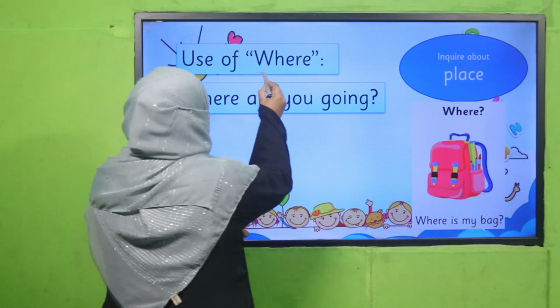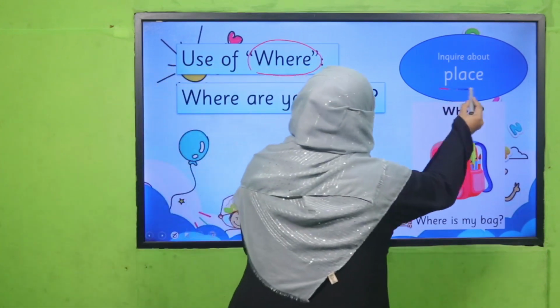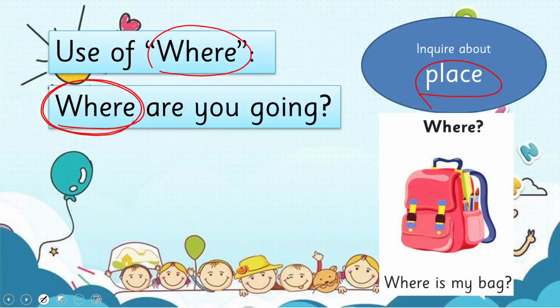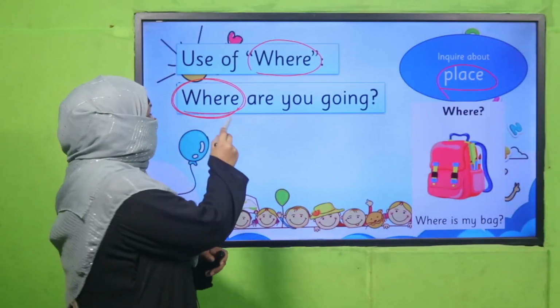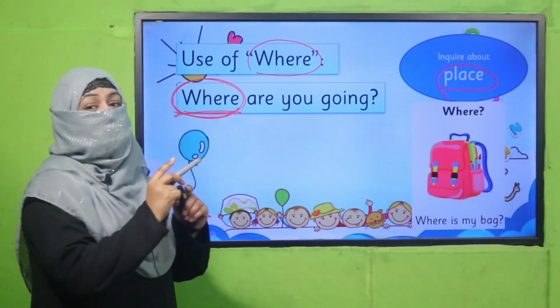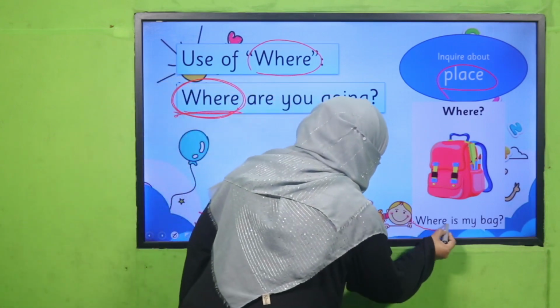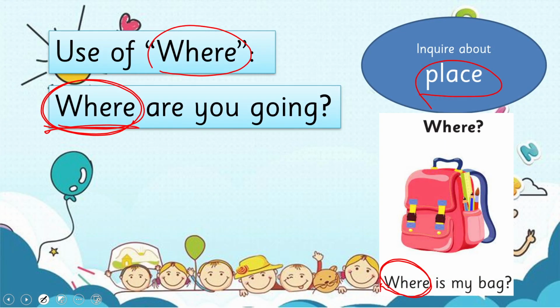And we use where to ask about a place. Where are you going? Means what is the name of the place? I'm going to school, I'm going to park, I'm going to masjid. So where we use when we want to ask about place. Where is my bag? Means at what place my bag is there, right?